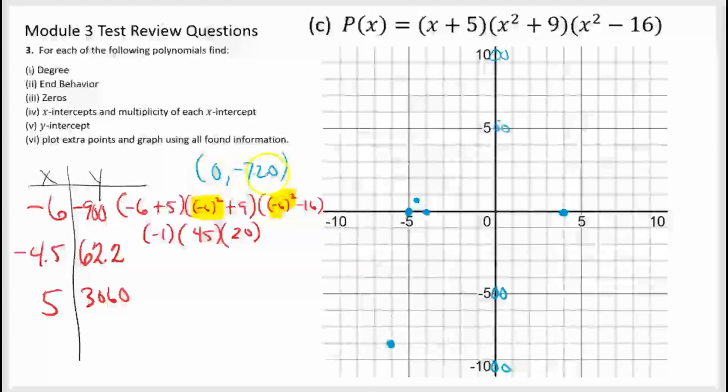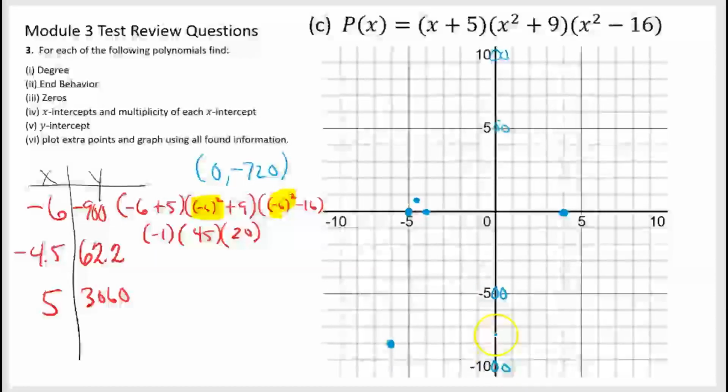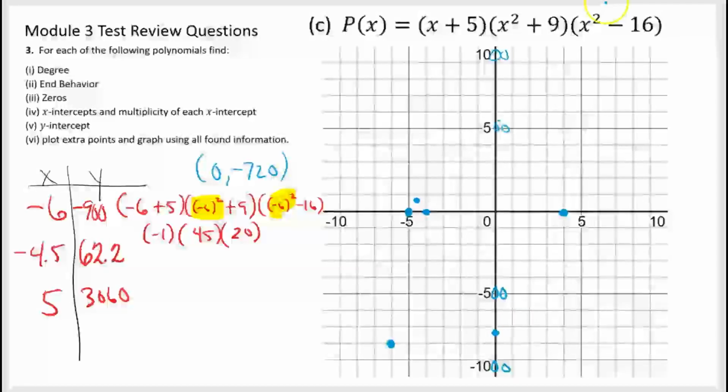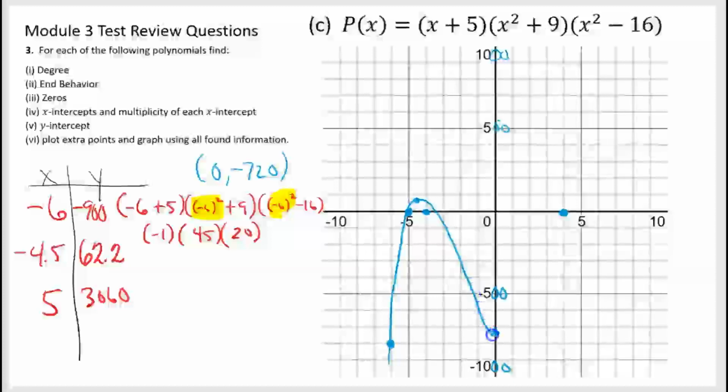Now don't forget 0, negative 720. So 0, I got a negative. Remember that that's -500 and that's -1,000. Then -720 would be about there. Okay, and then 5 I got off the chart. 3,600 way up there. So I just know it's going to go way up there. And I connect the dots left to right always. Comes down, connects, and then it just shoots way up.